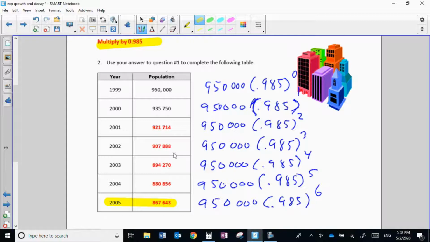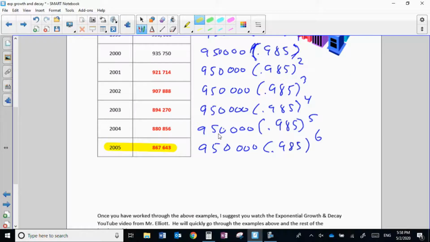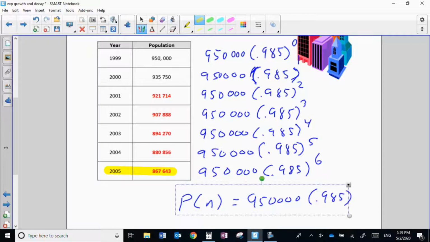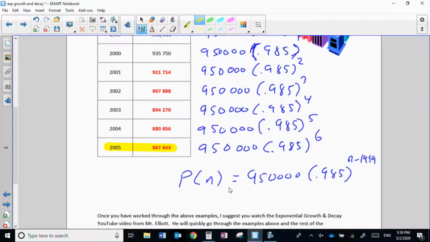Again, the rounding, you might have different numbers slightly depending how you rounded along the way, don't worry about that, it doesn't matter. You could be off by a few people and that's okay. So, what about an equation for the population of Detroit? Well, we can use this pattern and we can see the population at year n is equal to 950,000 times 0.985 to the power of n minus 1999, so that I can actually plug in the year into my equation.